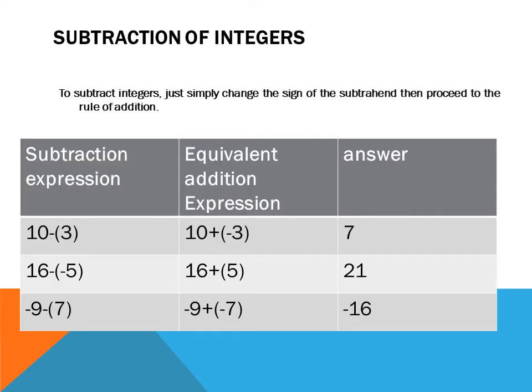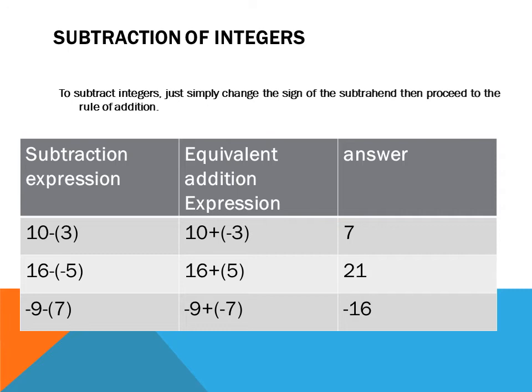Then, subtraction of integers. To subtract integers, just simply change the sign of the subtrahend, then proceed to the rule of addition. For example, we have 10 minus 3. Its equivalent in addition expression is 10 plus negative 3. So, the answer is 7.